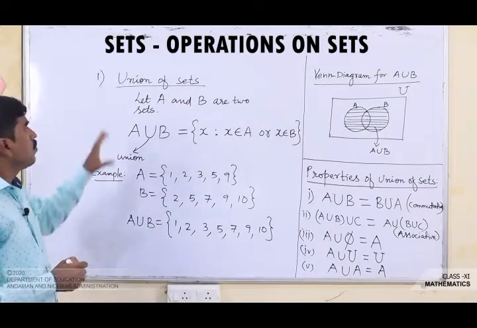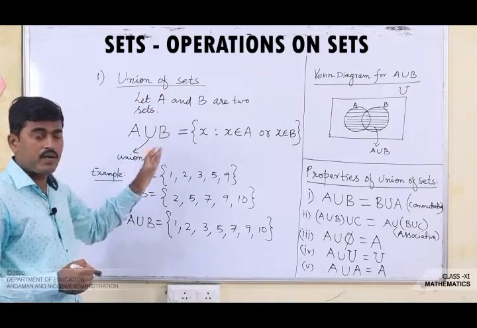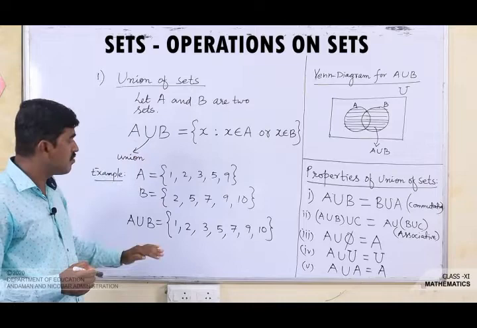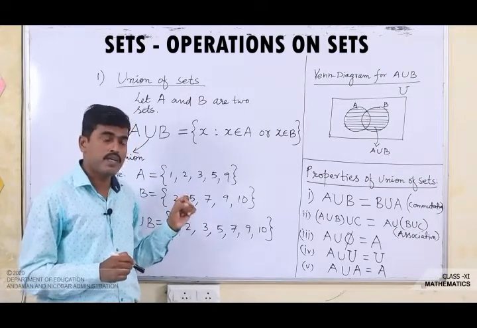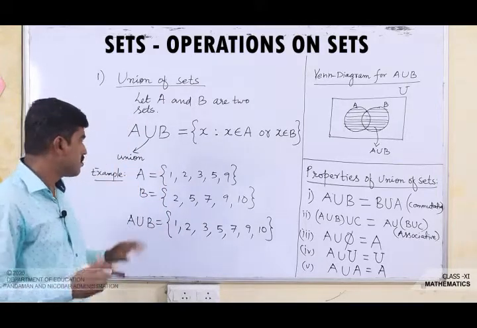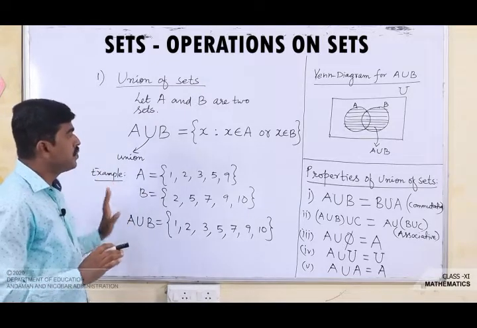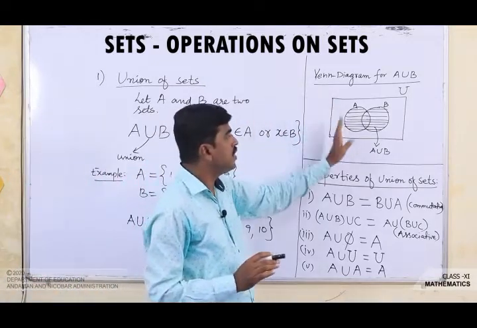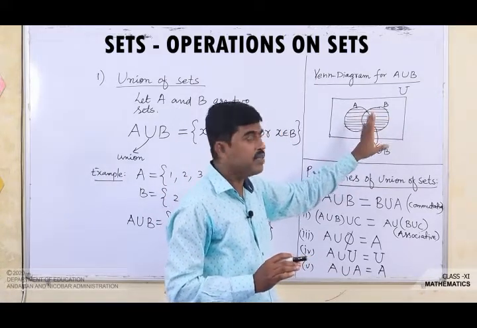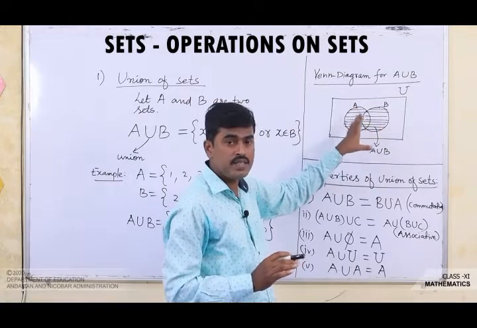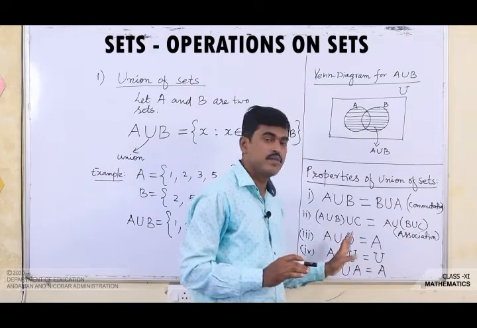So once again, what is the meaning of union? Union means we have to write all the elements of A, all the elements of B, including those which are in both, but we have to write each and every element only once. We just have to combine A and B. Next, the Venn diagram for A union B: shade the entire region, the entire circles of both A and B, all the region inside these circles. Then the properties of union of sets. Is it clear?